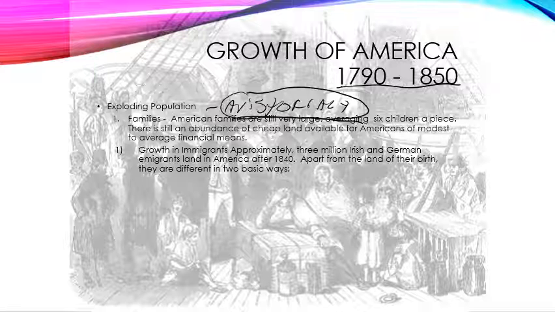So let's talk a little bit about the growth of immigrants. So approximately 3 million Irish and German immigrants land in America after about 1840. And they do have some similarities and differences. Okay, so the immigration wave that happens in the 1830s and 40s really comes primarily from Germany and Ireland, and we'll get into those two here in a second.